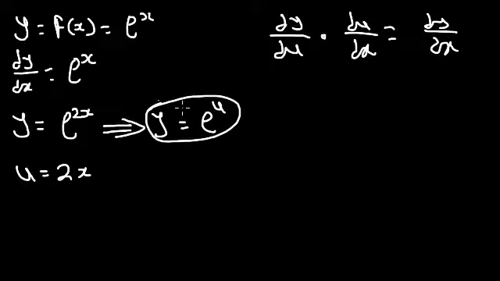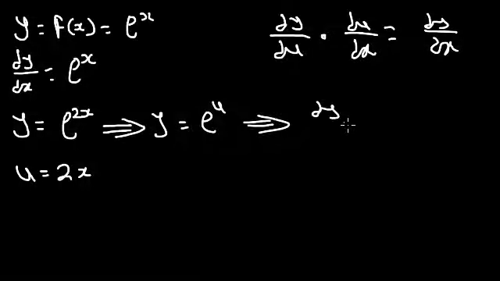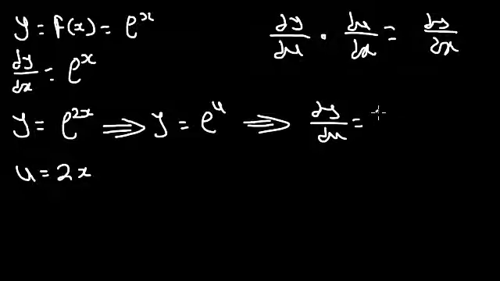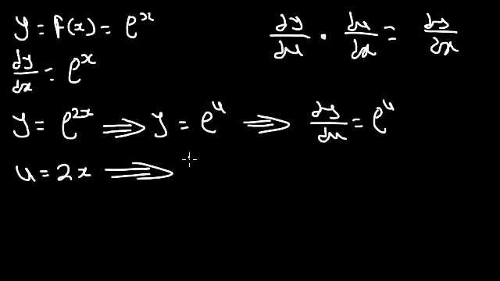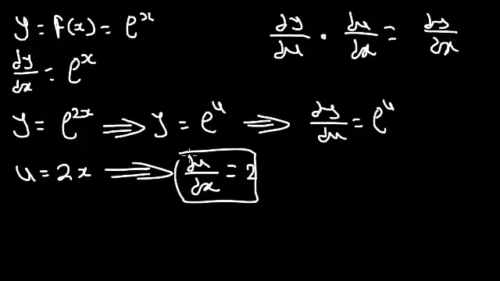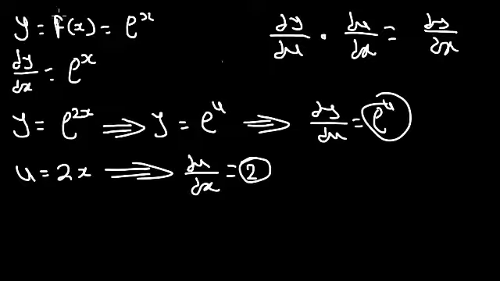Differentiating y with respect to u, as you can see, this is just e to the power of u. So this clearly means that it's still the same as e to the power of u. So dy/du is still e to the power of u. Perfect. Now what about the derivative of u with respect to x? du/dx is simply equal to 2. When you differentiate 2x, you just have 2. So basically we need to multiply this one and this one together, and therefore that will be the product of this and this one.